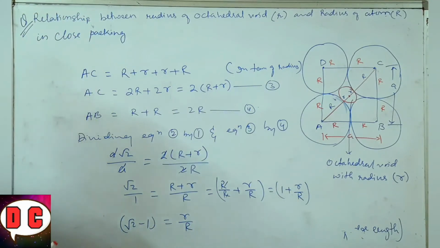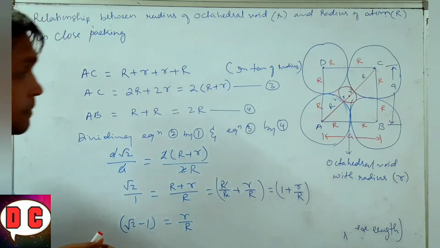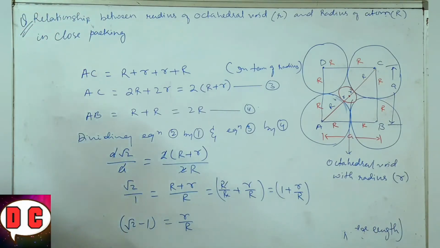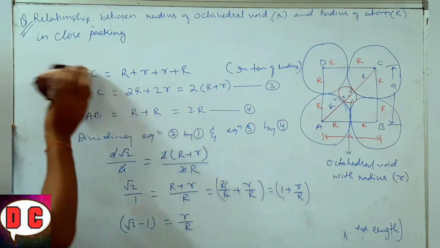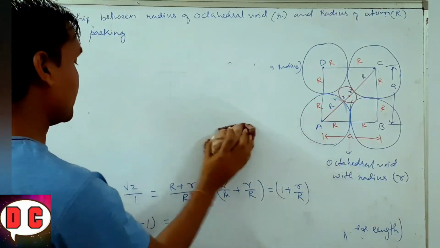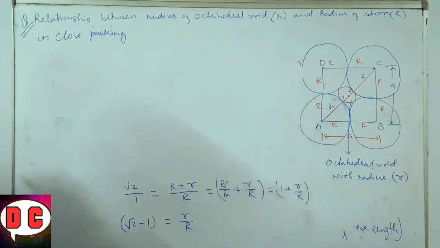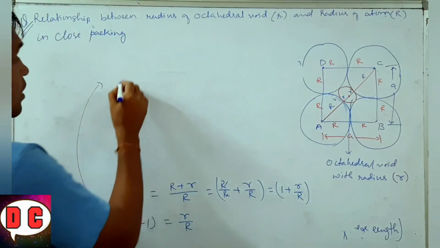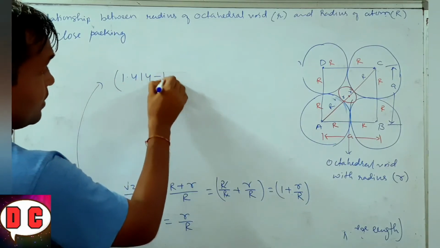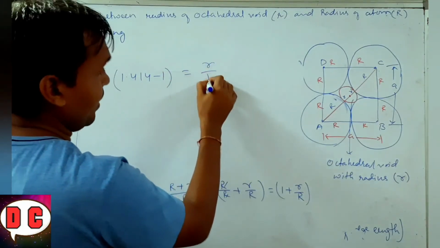Okay, so all of you take this down quickly, pause the video and take it down. Because if I write in the bottom it may not be visible to you, so I'll rub it. In the next step, dear students, root 2 value is how much? 1.414 minus 1 equals r by R.